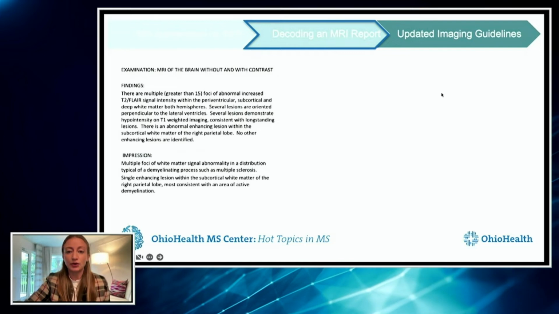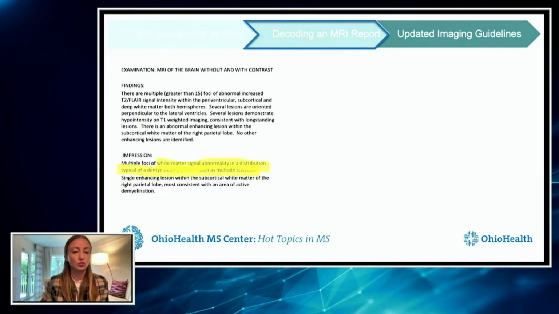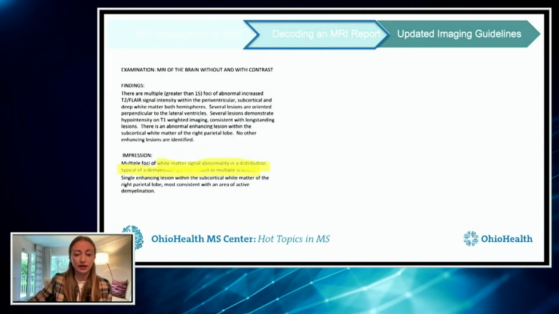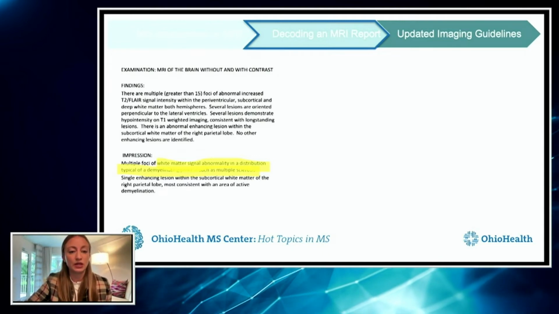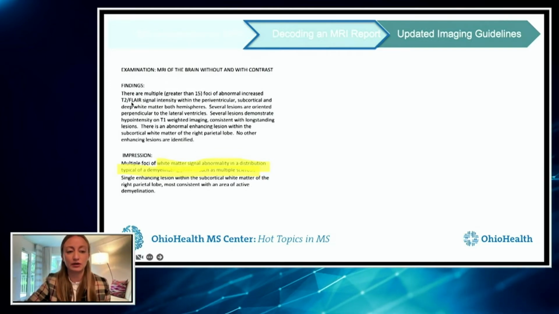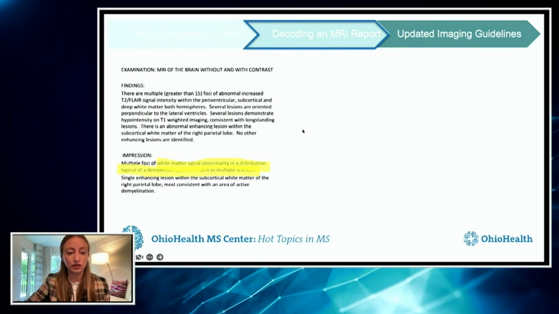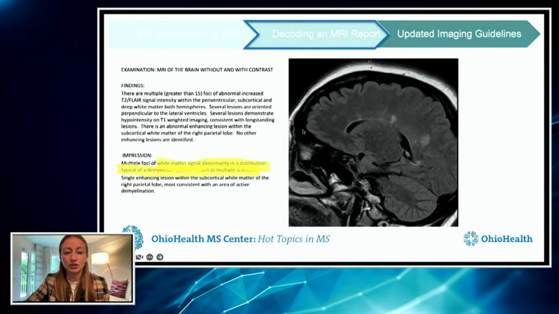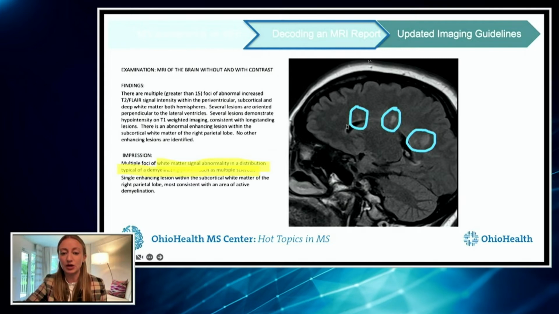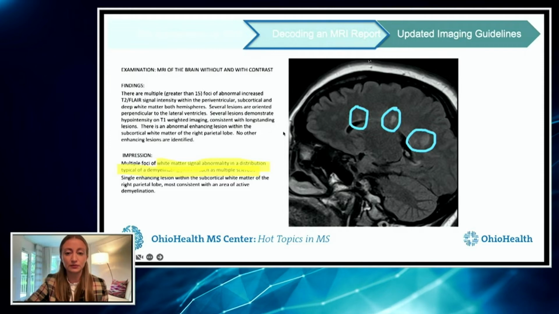So here's another MRI report. And here, the radiologist also comments there's white matter signal abnormality in a distribution typical of a demyelinating process such as MS. And when we look up at the findings, that white matter signal abnormality they're talking about is the same T2 FLAIR signal intensity in these certain regions. So this MRI shows some of these white signal abnormalities, and you can see these bright spots right next to the ventricle. So these are periventricular lesions.